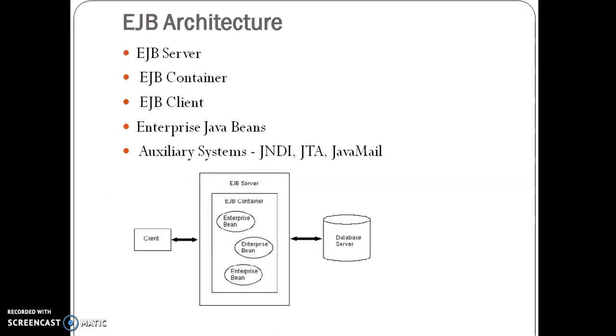EJB architecture. Now, if you see here, these are EJBs which reside inside the EJB container, which resides inside the EJB server. This is a client which will request your application, and this is a database. If the EJB requires to access the database, it will access. So if you see the EJB architecture, the main parts are the EJB server, EJB container, and enterprise Java beans. Internally, it contains JNDI, JTA, Java Mail. In the next sessions, we will see in detail.